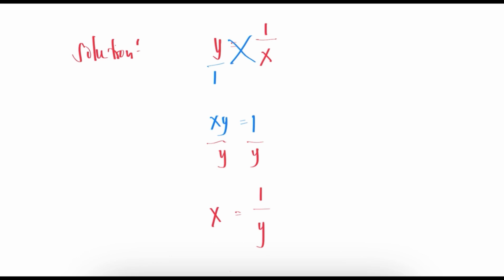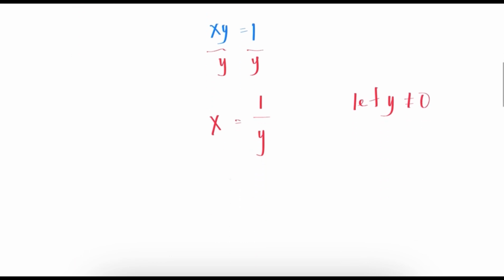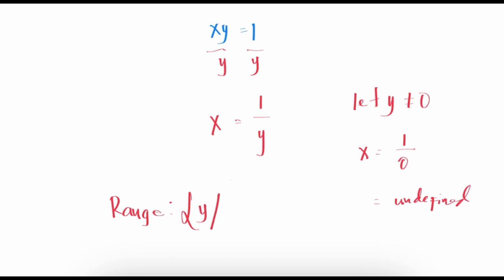Now, take note of the given equation x. For equation x to be real, let y not equal to 0. Okay? Again, if y is equal to 0, let's solve 1 over 0. It is also undefined. So therefore, the range of the function is all values of y such that y is not equal to 0. Okay?